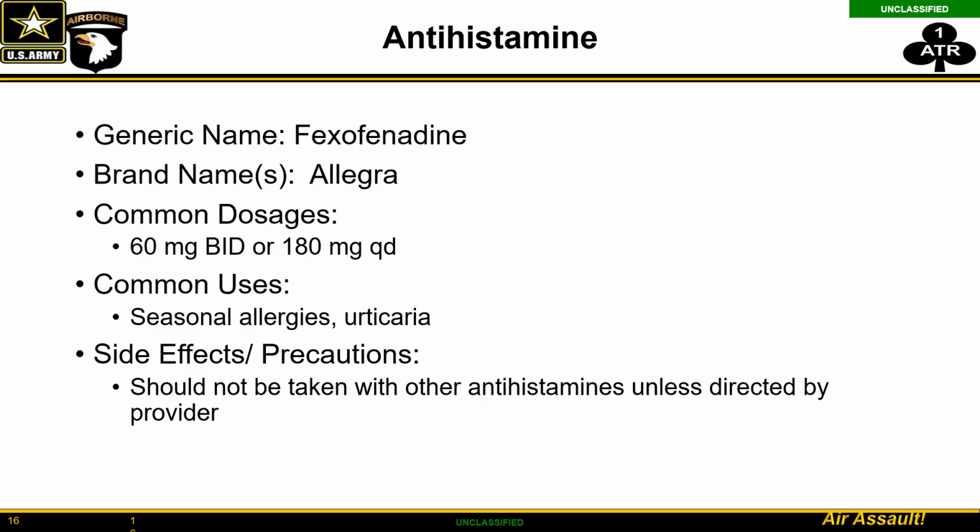This, just like all the others, shouldn't be taken in combination with other antihistamines unless it's discussed with me. This medication, fun fact, is also used for GERD. And so if you have someone who has issues with allergies and they're also having issues with GERD, this is a perfect medication where you can kill two birds with one stone.